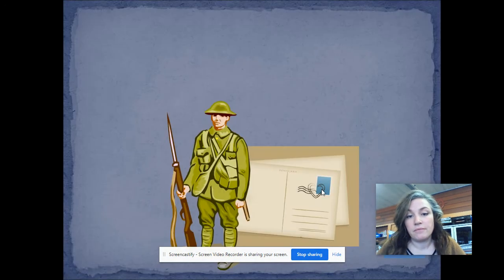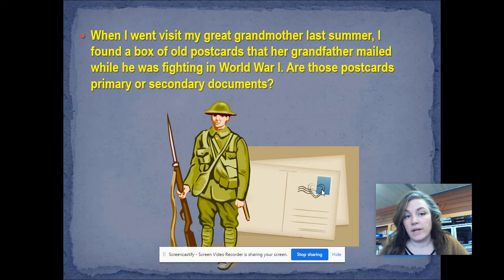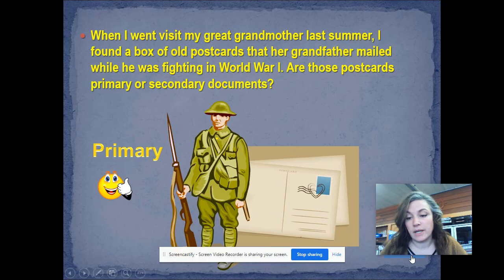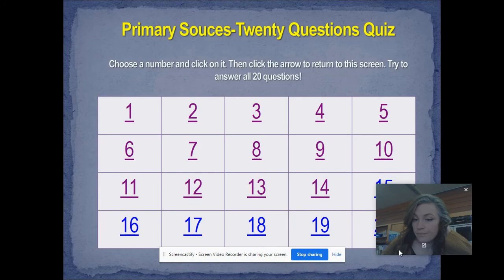Number 14. When I went to visit my great-grandmother last summer, I found a box of old postcards that her grandfather mailed while he was fighting in World War I. Are those postcards primary or secondary documents? So think about it. He mailed them while he was fighting, probably wrote to her about what was going on. Those would be primary. Okay? They were created right in that time period.